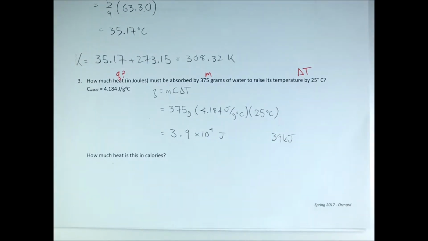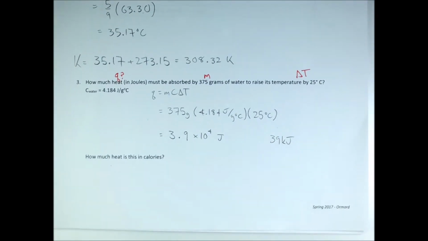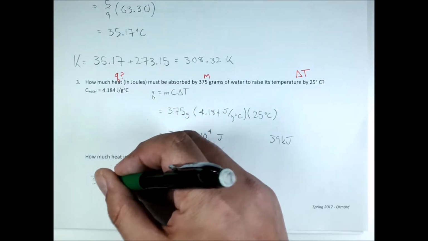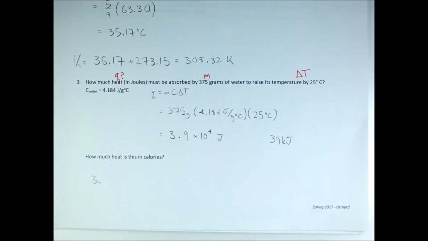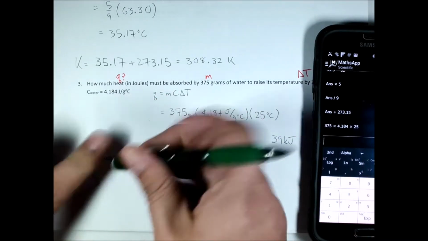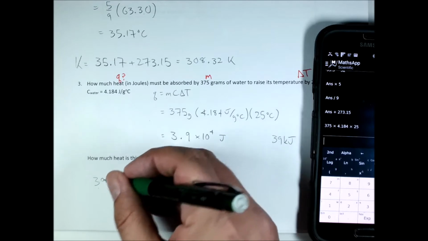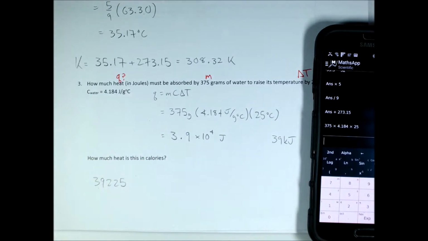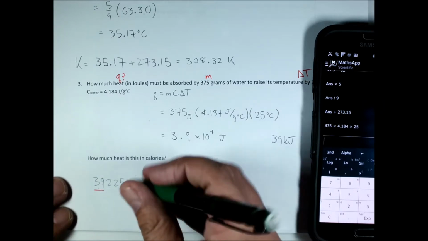All right, our next question here, how much heat is this in calories? So we go ahead and take our 3 point, and I actually want to do this without clearing my calculator. So 39225. Let's go ahead and keep track of sig figs. I should only have 2. And the units is joules.